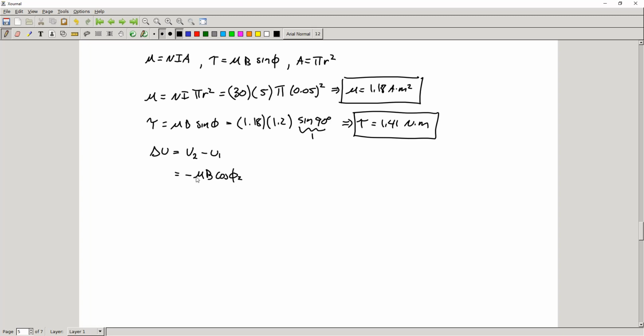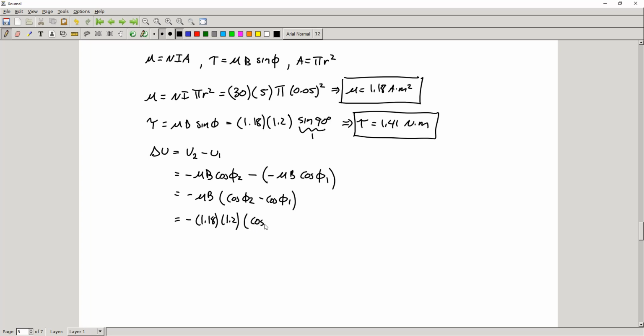And this is just taking the cross product and considering the dot product and considering the angle between the two of them, right? And then it's going to be minus mu B cos phi 1, okay? We can simplify this a little bit. This is going to end up being minus mu B, and we're going to have a cos phi 2 minus cos phi 1. And then it's just a matter of substituting in numbers, right? We know what mu is, 1.18. We know what B is, 1.2. We're looking at cos of phi 2.